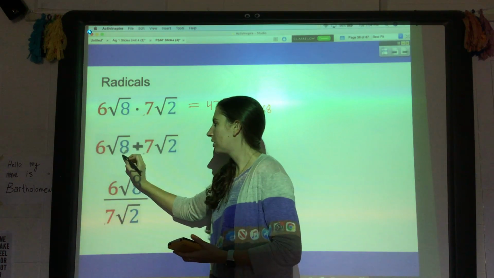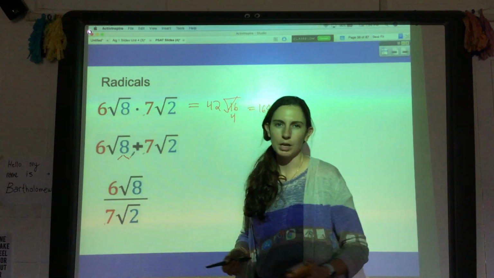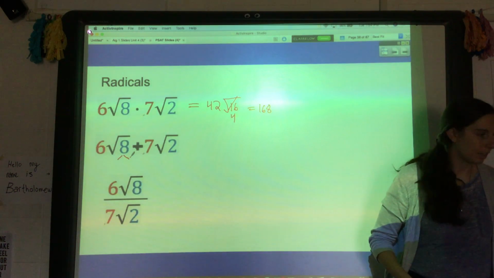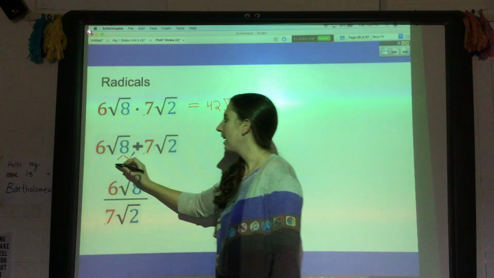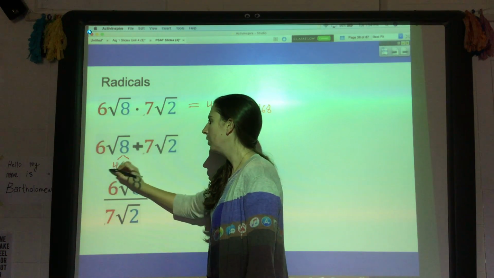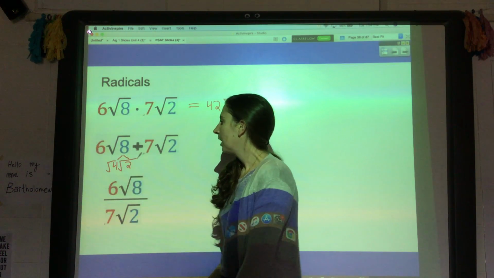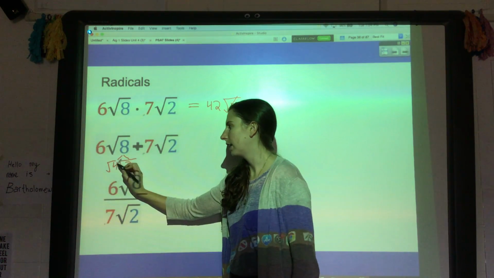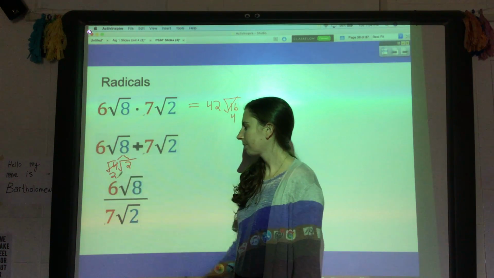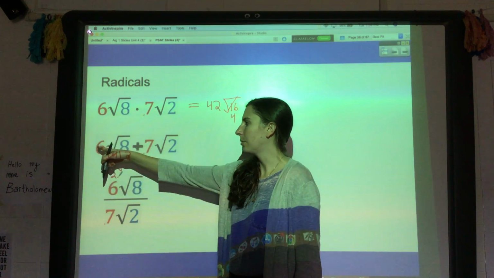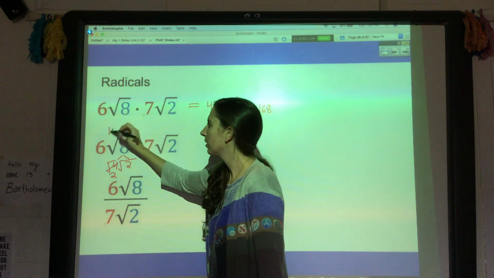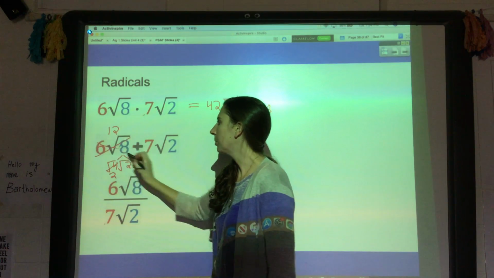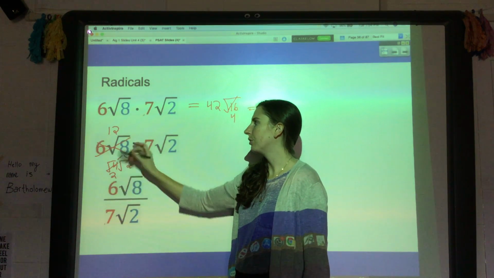8 splits into something that I could square root evenly, 4. So if I split 8 into 4 times 2, it breaks down a bit, and so the square root of 4 is 2, and 2 times 6 is 12. So now this whole thing just becomes 12 root of 2.